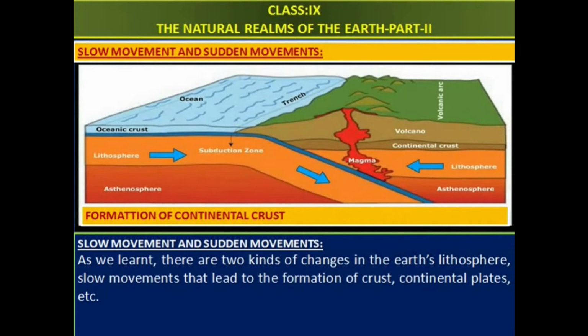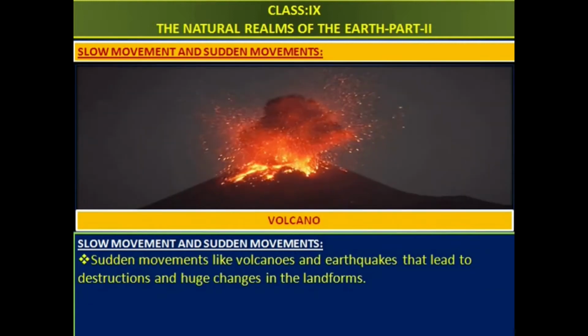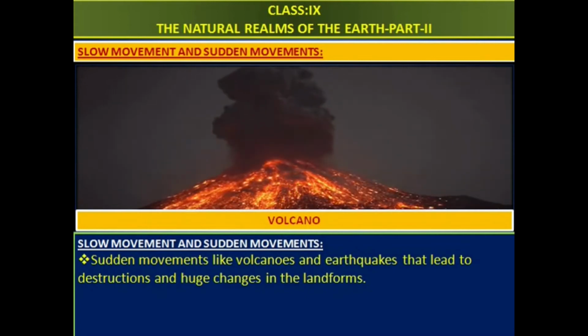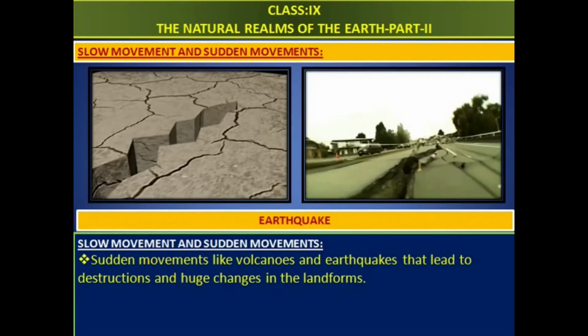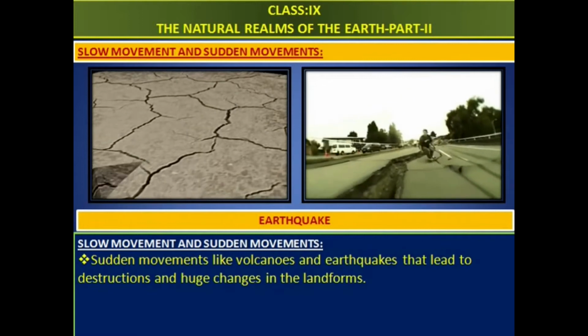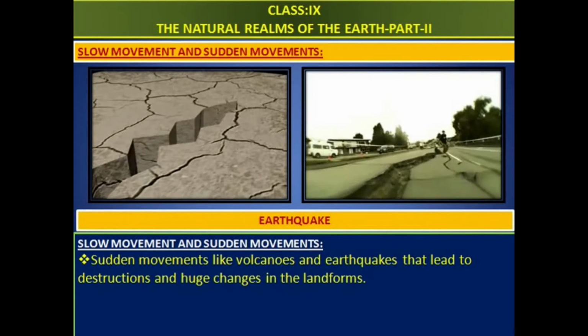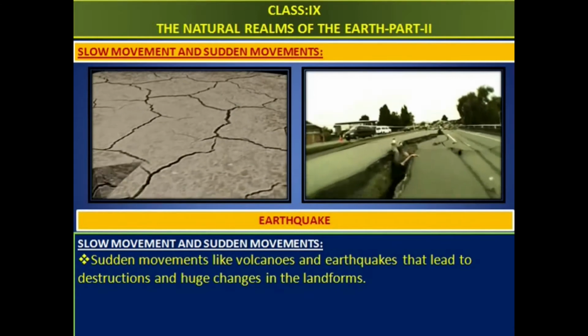First, very slow movements leading to the formation of the crust, movement of the continental plates, and their eventual return to the mantle. Second, the sudden and dramatic eruption of volcanoes and earthquakes. The sudden movements can be destructive and cause much damage. At the same time, they also lead to change in the landforms.